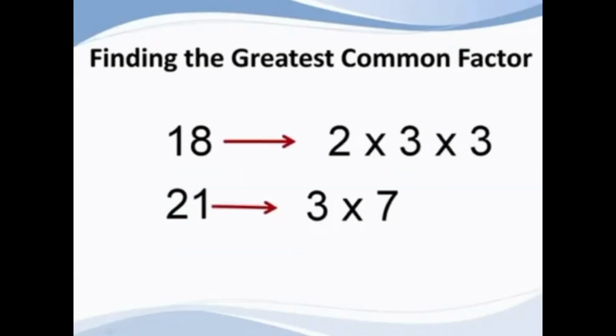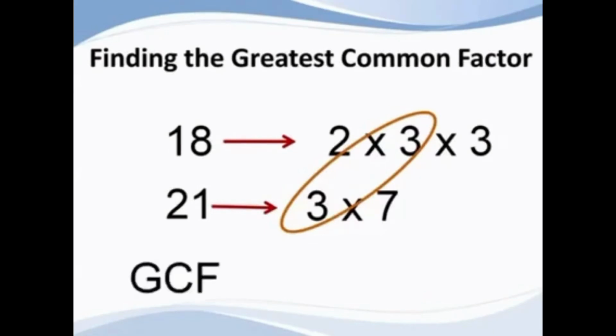Now our job is to find those factors that are in common between those that multiply to be 18 and those that are factors of 21. Looking at the two lists, 3 is the only factor in common, so it is circled. The greatest common factor is 3.